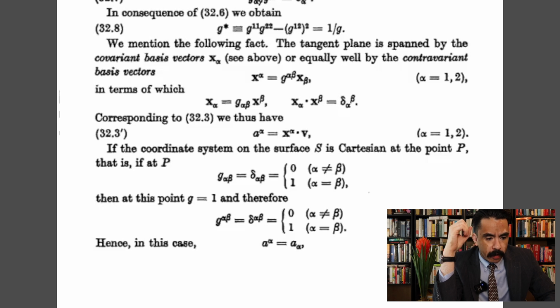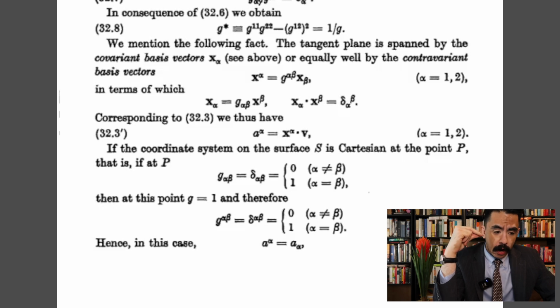The tangent plane is spanned by the covariant basis vectors x sub alpha, see above, or equally well by the contravariant basis vectors x superscript alpha equals g superscript alpha beta times x subscript beta, where alpha can be 1 or 2, in terms of which x sub alpha equals g sub alpha beta times x superscript beta, and the dot product of x subscript alpha and x superscript beta is equal to the Kronecker delta subscript alpha superscript beta. Then corresponding to a sub alpha equals the dot product of the vectors x sub alpha and v, we thus have a superscript alpha equals the dot product of x superscript alpha and v, where alpha equals 1 or 2.